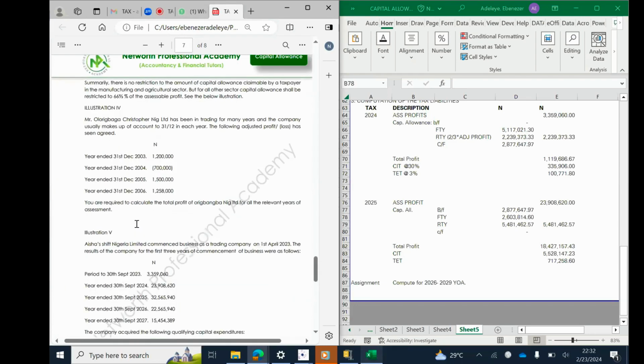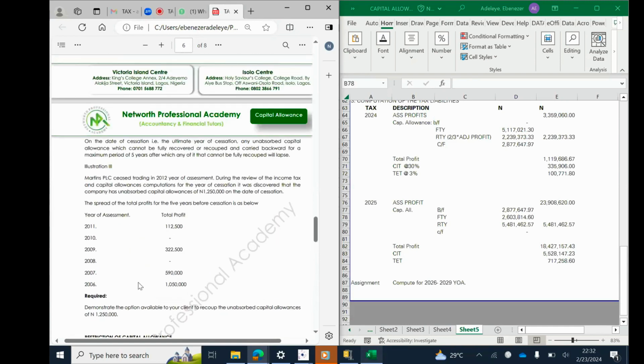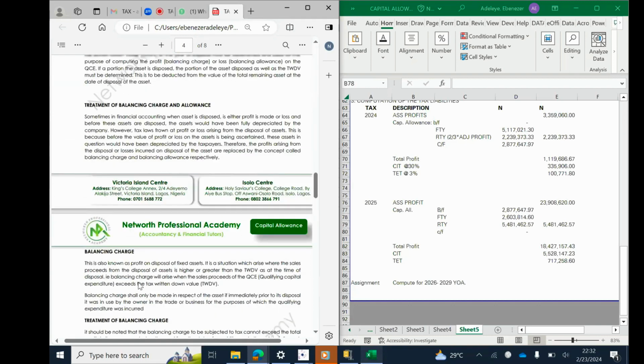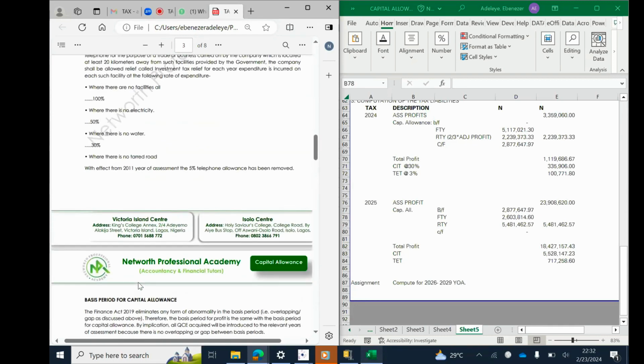I think this is the end of the class. We have talked about restriction of capital allowance, right? We have talked about treatment of balancing allowance and balancing charge in the last class. Please, I will share the link they have shared with me. I will share it with you now.